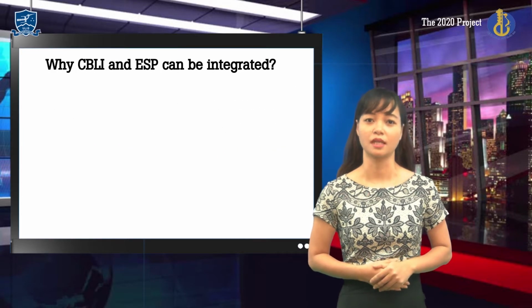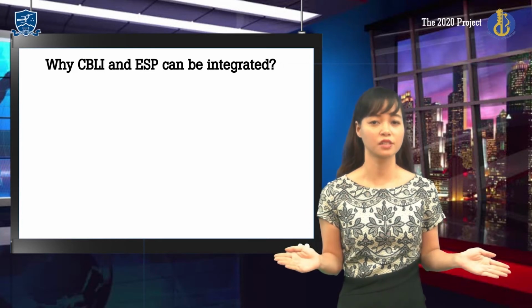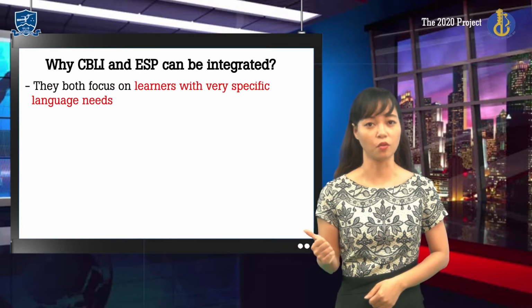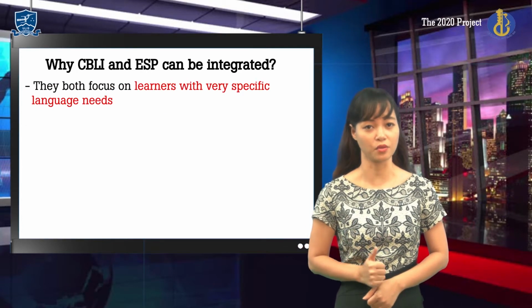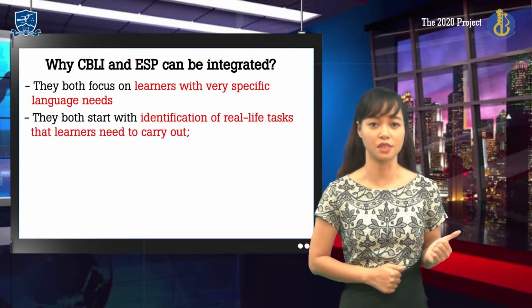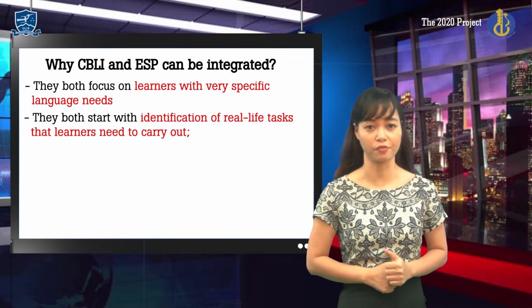CBLI and ESP can be integrated into a single syllabus as they share important characteristics as follows. First, they both focus on learners with very specific language needs. Second, they both start with identification of typical language tasks that learners need to carry out in real life.